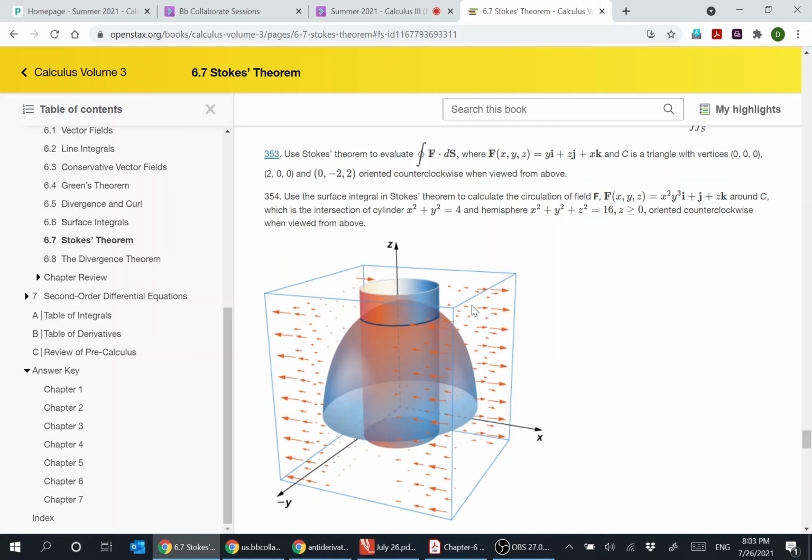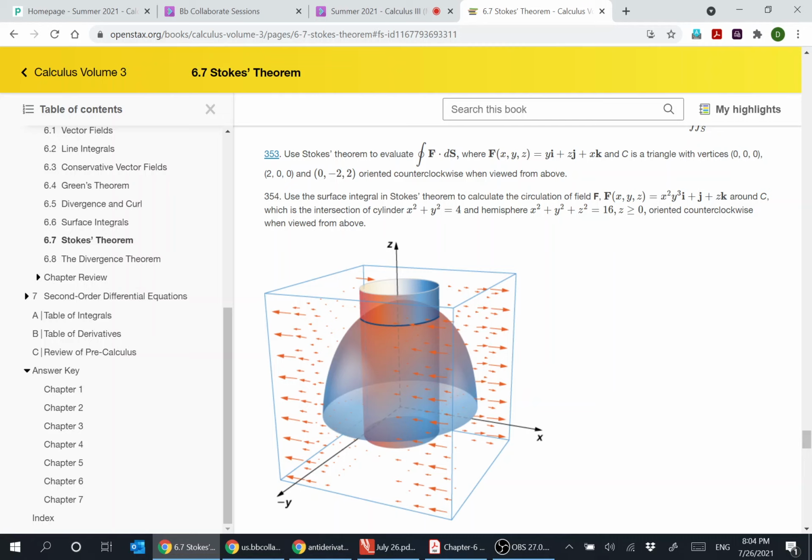Oh, 354. Around C, which is the intersection of the cylinder and the hemisphere. Check out 354, by the way. I'm not going to do it, but let's just talk about it. Okay, so in 354, they're saying use the surface integral in Stokes' theorem to calculate the circulation. So it's the vector field line integral, F(x, y, z) = x squared y to the third, comma, 1, comma, z, around C.